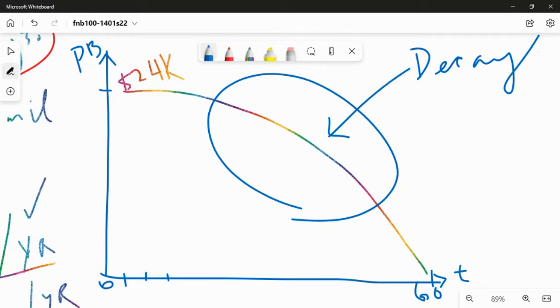Slowly, what you see here is the slope of this curve is getting steeper as time goes on. Early on, the slope was relatively flat, right? But as time goes by, the slope gets steeper.